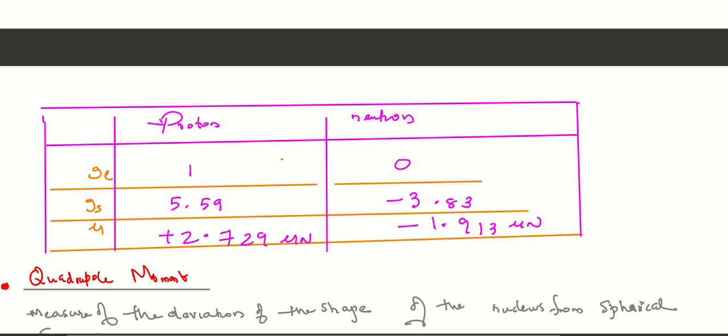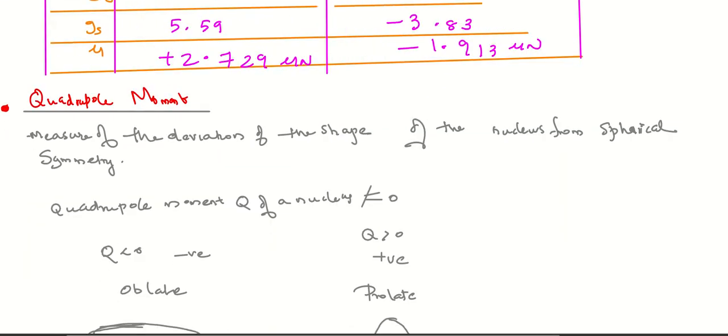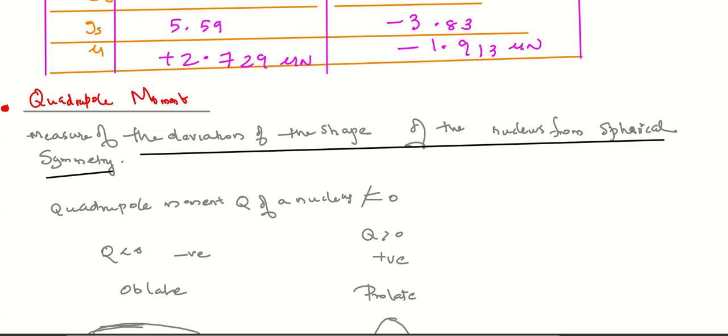Next we have to study the quadrupole moment. The quadrupole moment gives a measure of the deviation of the shape of the nucleus from spherical symmetry. For a spherically symmetric nucleus the quadrupole moment is equal to 0, and it is not 0 for a nucleus that deviates from spherical symmetry.